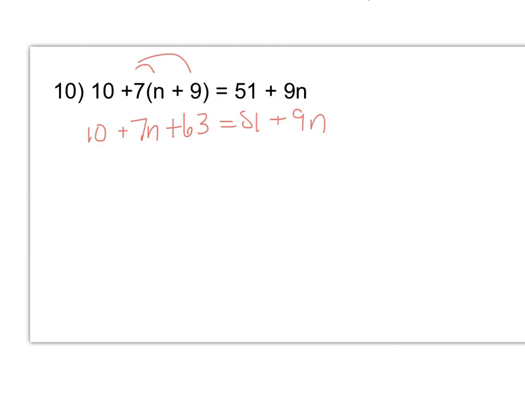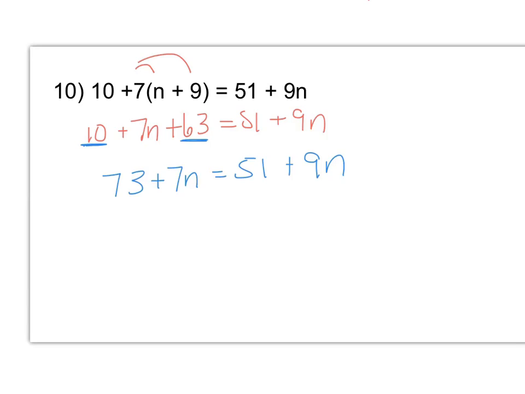Now, as a note, we cannot do 10 plus 7 first. Order of operations says that we multiply first, so we multiply that 7 with everything that's on the inside. Okay? Don't do 10 plus 7 to get 17. All right, next step here is I'm going to look for like terms, and I notice that 10 and 63 are constants, and I'm going to combine those to get 73, and I'm going to bring down everything else.